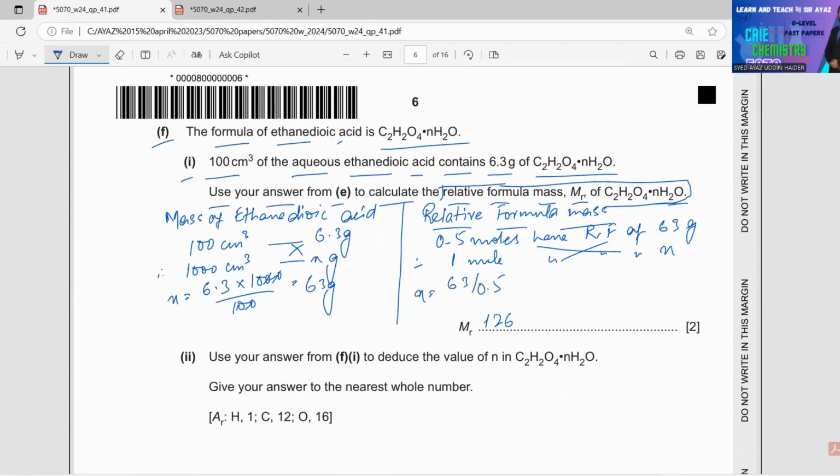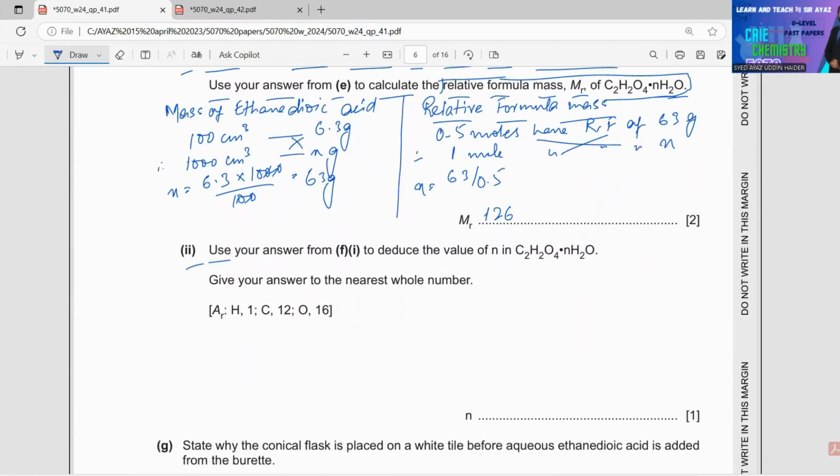C2H2O4.nH2O. Number 2, use your answer from F1 to deduce the value of n in C2H2O4.nH2O. Give your answer to the nearest whole number. Now we need to find the value of n. Ar of hydrogen, carbon, and oxygen is provided. So I'm going to put these Ar in this formula.